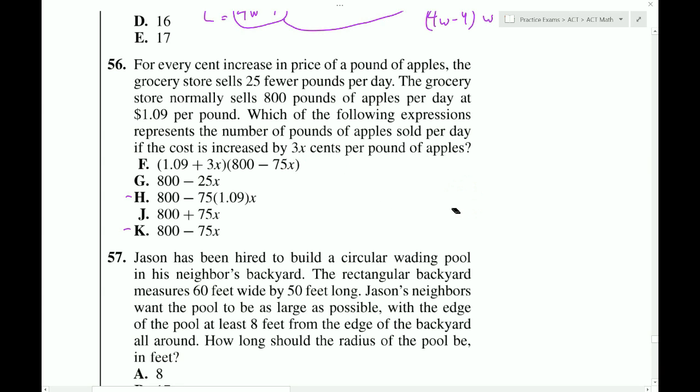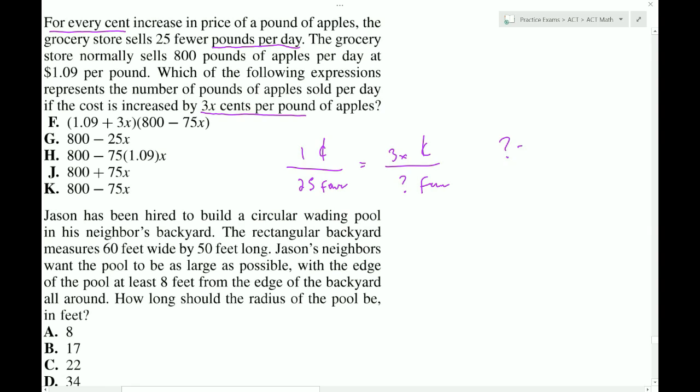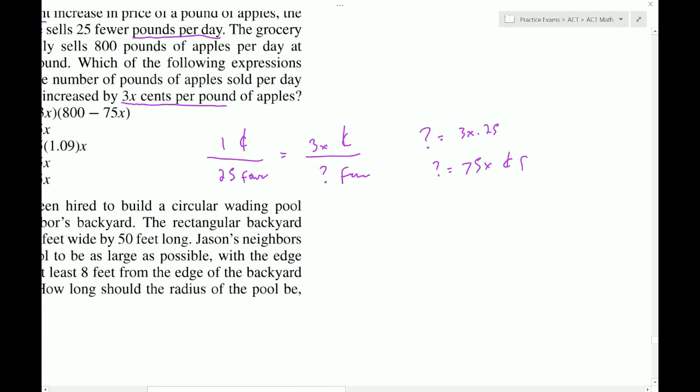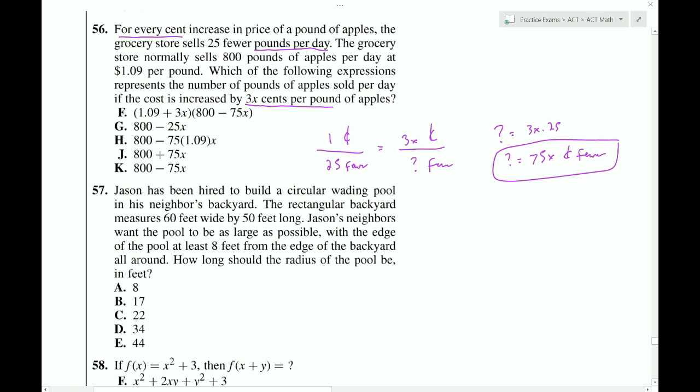But that process, while useful, is not quite the correct way to do it. So let's see if we could do it the correct way. The grocery store sells 25 fewer pounds per day for every cent increase. So if we increase by 3x cents, right? If we did a 1 cent increase, that's going to correspond to 25 fewer pounds. So if we do a 3x cent increase, how many fewer pounds is it going to be? We could cross multiply here, and we get question mark equals 3x times 25, which is really 75x. So it's going to be 75x fewer pounds than what it originally is, right? So which of the following expressions represents the number of pounds of apples sold per day?